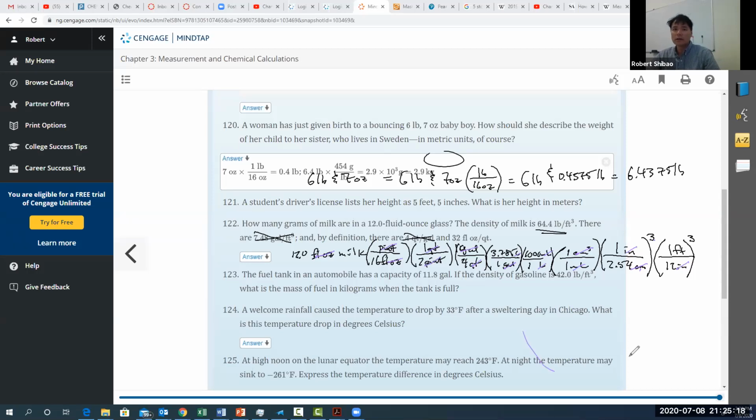Now, how am I gonna punch this into the calculator? Why don't you try punching this in the calculator with me and see if you get the same answer. This is the way I'd punch it into my calculator. I'm gonna do 12 divided by 16 divided by 2 divided by 4 times 3.785 times 1000 divided by 2.54 raised to the third. Unless I add parentheses, which I don't wanna do, I'm gonna hit the equal sign now. Then divided by 12 cubed, and hit equals again. And this comes out to 0.01253 cubic feet of milk.